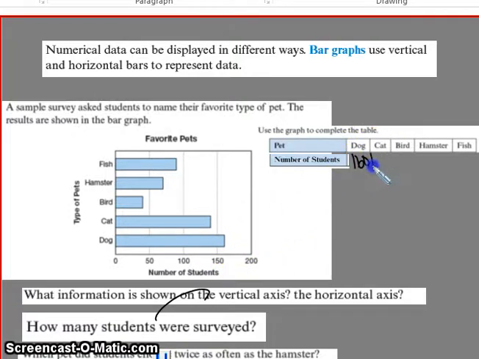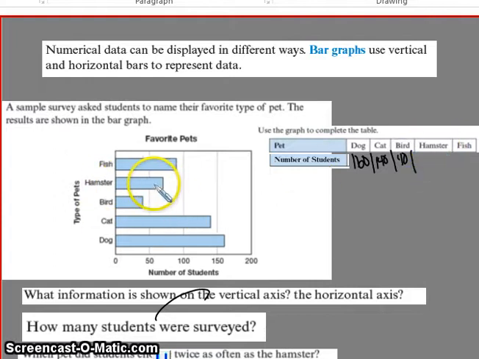Now let's look at cats. The cat bar goes not quite to 150. Halfway here would be 125. I would say this is probably 140. Now let's check out birds. The bird category doesn't go all the way to 50. About halfway between 0 and 50 would be 25. So this looks to be about 40. It's closer to the 50 than to the 25.